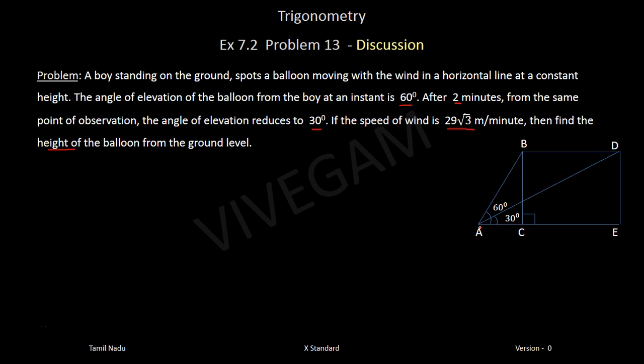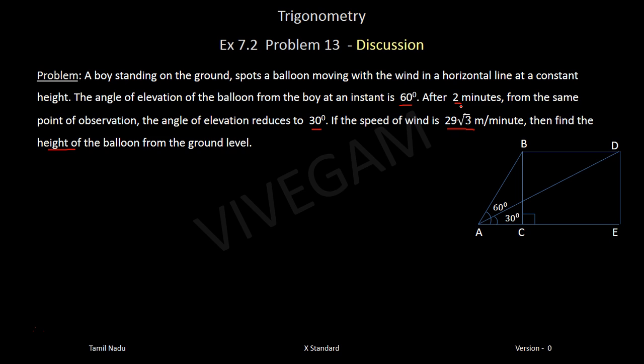Then this triangle ADE, tan 30 is opposite by adjacent, right? So that is DE divided by AE. But what is DE? DE and BC are equal, so you can write this also as BC divided by AE. You will get another relationship. Then there's one more relationship, AC plus CE equals AE. And what is CE? CE is BD, which is 29√3 into 2 minutes. So using these three conditions, we will be able to calculate the height of the balloon from the ground level. We'll work it out. This is a little complicated, but we can solve it, nothing to worry.